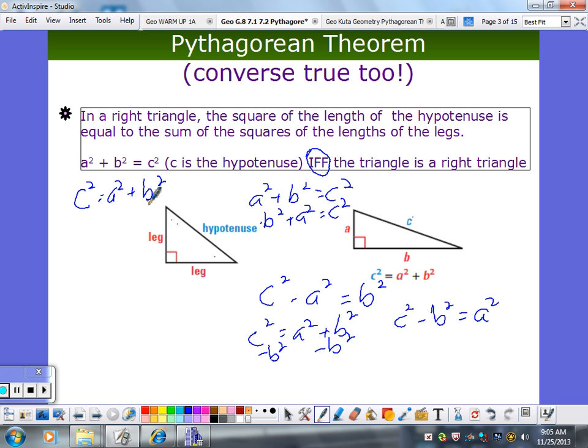Well, I'm looking for a general case now. I know the legs, but I don't know the hypotenuse. Can I come up with a formula? If I have something squared, how do I make it c again? How do I undo squaring something? Take the square root of both sides, right? So if I take the square root of both sides, I get c equals the square root of a squared plus b squared. So I've got that formula.